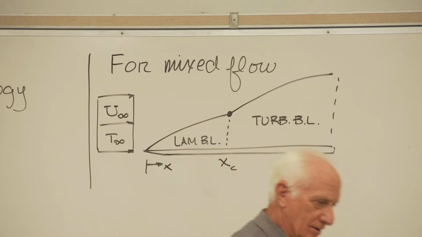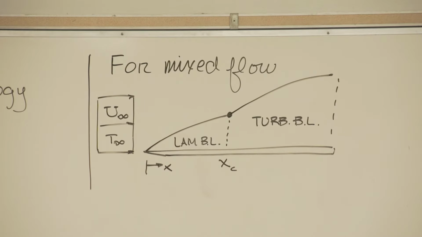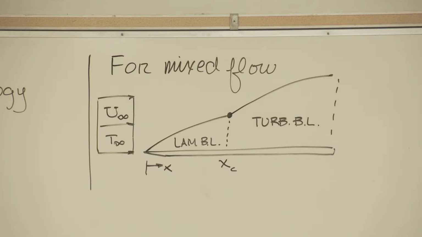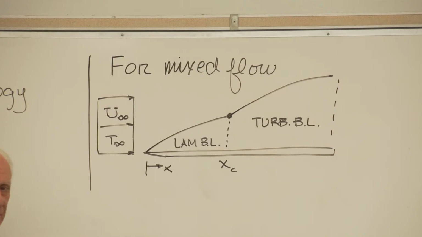So the flow starts out at the leading edge, x equals 0, as laminar. And then, as we go down the plate, if we get to the point where the Reynolds number is equal to 5 times 10 to the 5th, the flow transitions to turbulent. That's called a mixed boundary layer, part laminar, part turbulent.